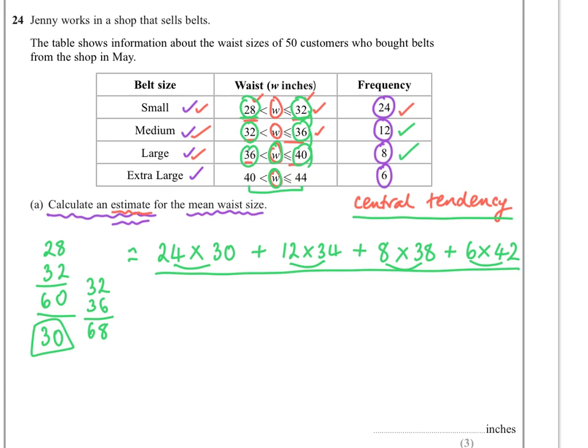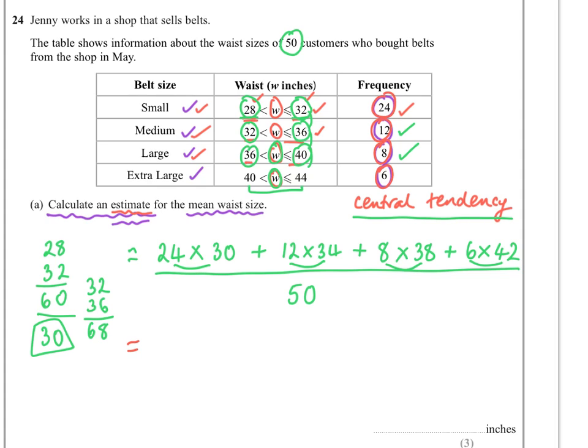Now, normally for the mean, what we do is we divide by the total number of belts bought, and that tells us clearly here that that's 50. A common error, believe it or not, is that some people just say 1, 2, 3, 4 numbers and they divide by 4, but that's not what you do. So let's use the calculator here and see what that's going to be.